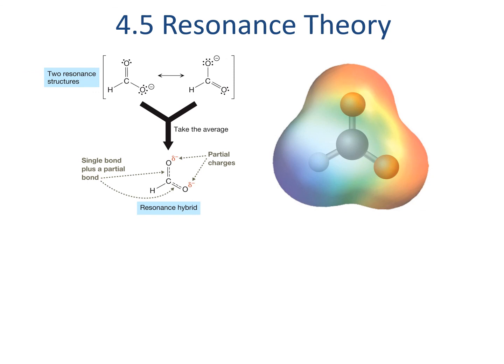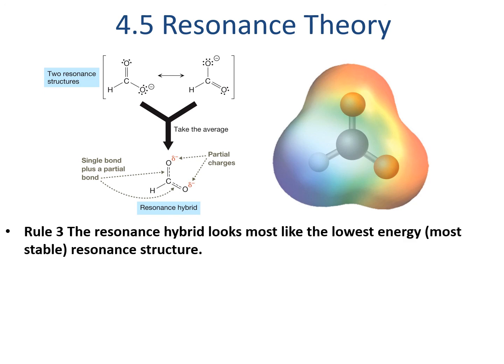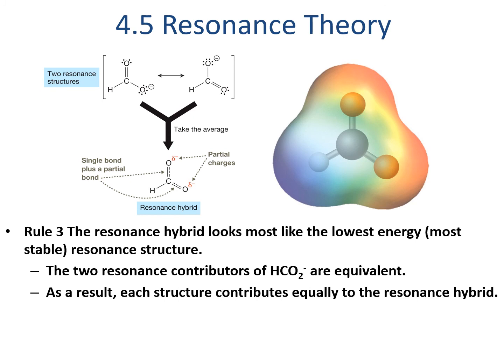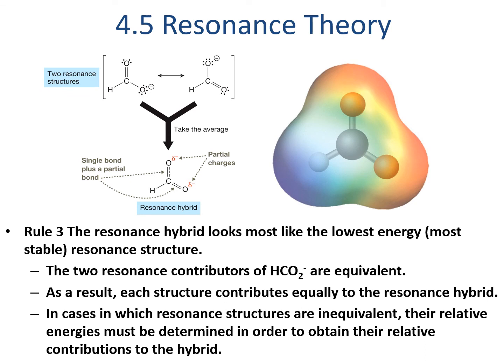The resonance hybrid is always a combination of the resonance structures that is weighted based on their stability. The most stable resonance structures contribute the most. If resonance structures are equally stable, they contribute equally, which is the case here. They are equivalent. Inequivalent structures contribute unequally, but we need to be able to assess the stability of resonance structures to be able to tell this.